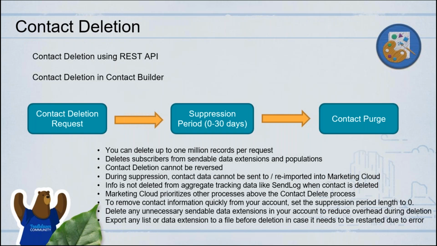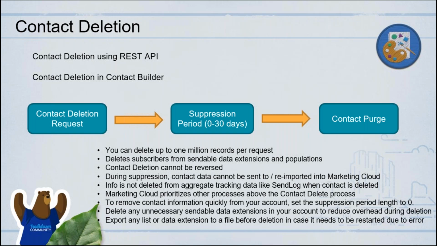Meaning, let's say the contact you just deleted, because they requested that you delete their data, came back and said, okay, re-import me back into Marketing Cloud. You will not be able to do that till the suppression period ends. So if you want to delete the contacts immediately, the recommendation is to set the suppression period to 0. Finally, once it hits the end of the suppression period, it will be deleted completely from the data extensions or your Marketing Cloud, wherever the data is.